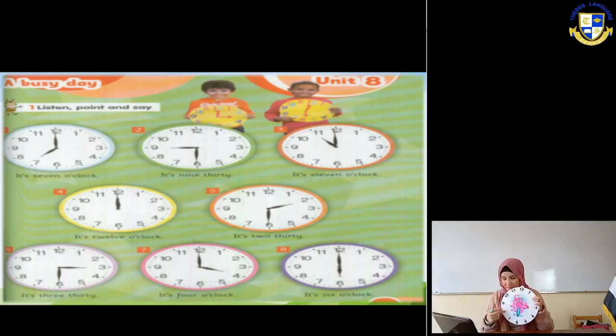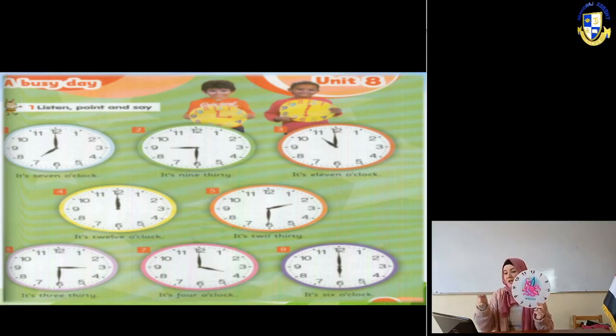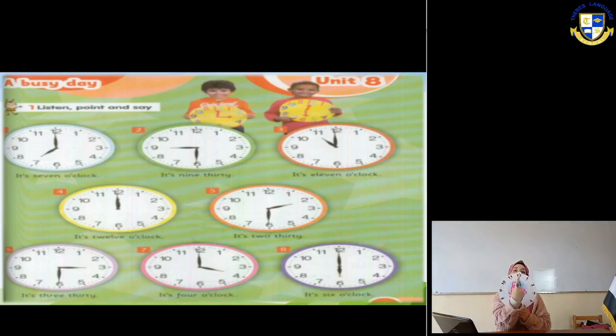Number 7, short arm on 4 and long arm up on 12, it will be what? 4 o'clock. 4 o'clock. The last one, number 8, it's what? 6 o'clock. 6 o'clock.